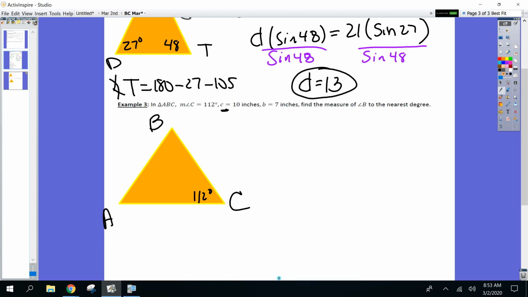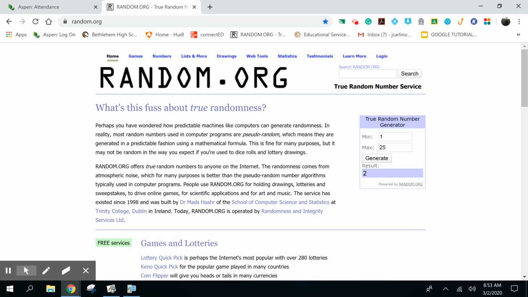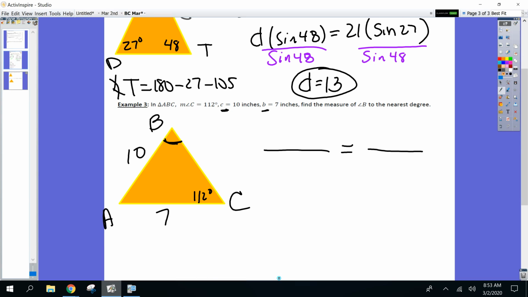Again, see the new notation, lowercase c, lowercase b. Those are the sides across from the angles. C is 10, b is 7, find angle B to the nearest degree. All right, we could still do law of sines. We can still use it. Give me a side angle relationship. 10 over sine of 112.